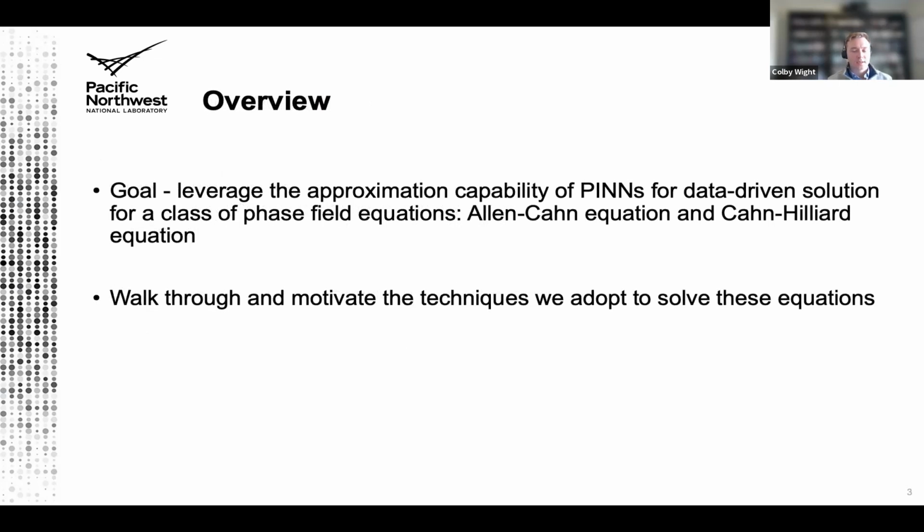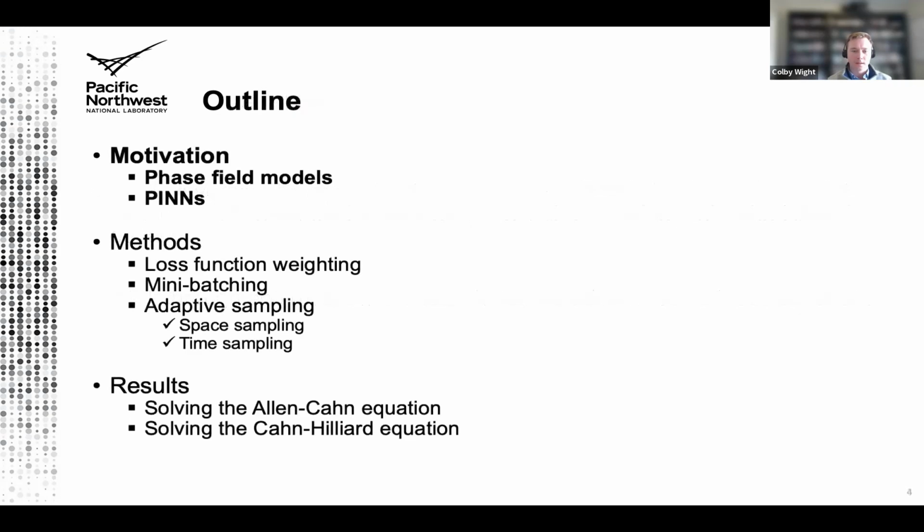So a quick overview of the talk: I'm going to talk about some of the techniques that we developed to utilize PINNs for solving these phase field equations, in particular, the Allen-Cahn and the Cahn-Hilliard equations. Throughout this talk, I'll walk through some of the things that motivated these techniques and what we did to solve some of the issues we saw, especially from the perspective of these phase field equations. I'll start by talking a little bit more about phase field models and PINNs, and then we'll talk about the methods and the results later.